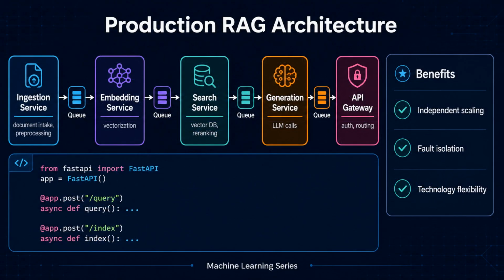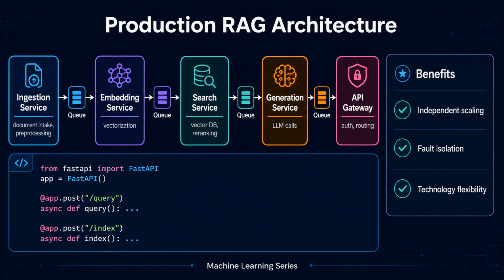Production RAG systems benefit from microservice architecture. We separate into 5 main services. The ingestion service handles document intake and preprocessing. The embedding service manages vectorization, potentially using GPU acceleration. The search service wraps the vector database and re-ranking logic. The generation service handles LLM API calls. The API gateway manages authentication, routing, and rate limiting.